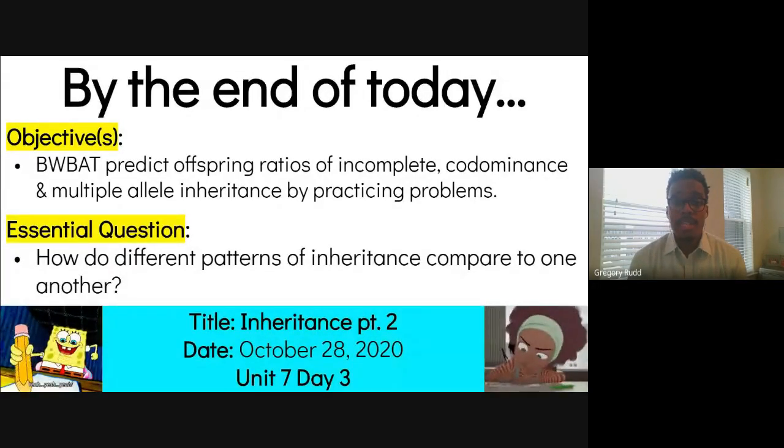The objective of today's lesson: biologists will be able to predict offspring ratios of incomplete dominance, codominance, and multiple allele inheritance by practicing problems. So we're going to do a lot of practice problems today. I definitely need you all to have access to your notes. It seemed as though you all grasped complete dominance very well yesterday. I was impressed. But we need to continue to practice with it.